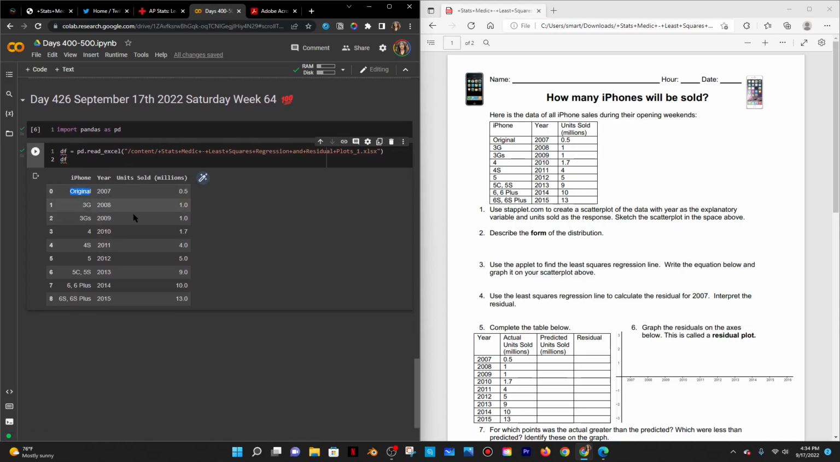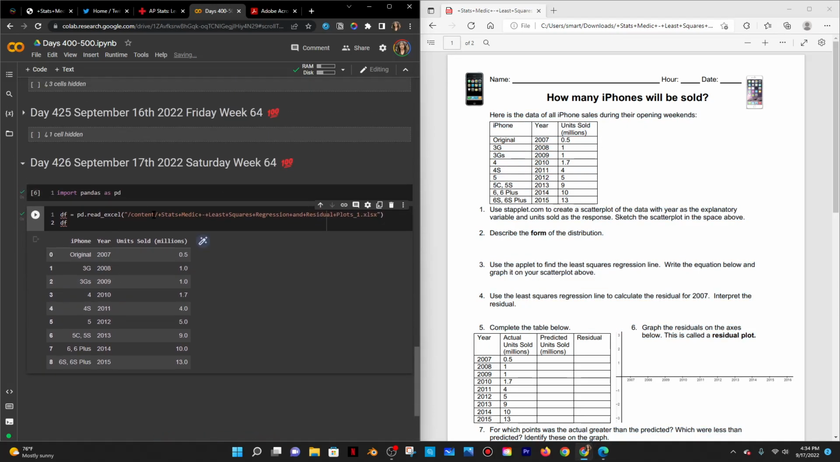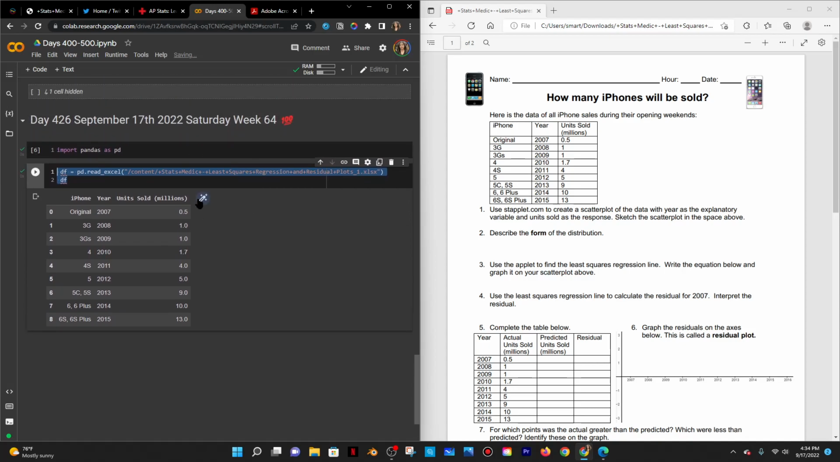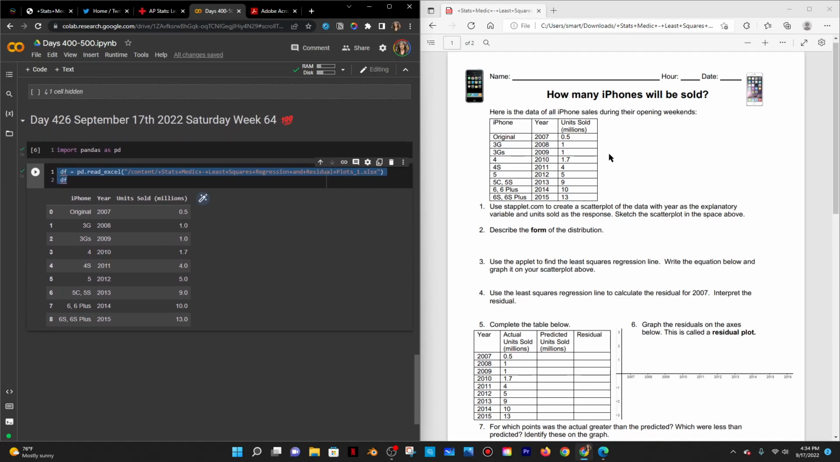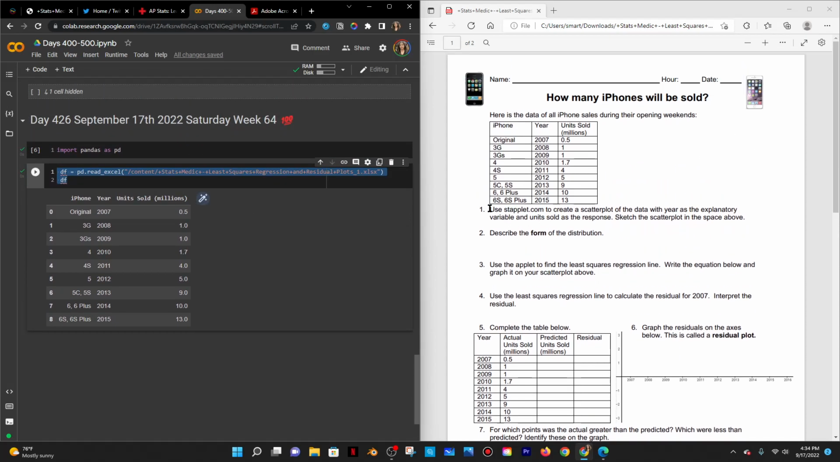Beautiful, right? So we have the iPhone data, the same thing that we have on the screen over here, we have in Python. And so now I can use this data to work with it in Python. So that's the first step. Really, the first step to work with Python, but the first thing they ask us to do here in StatsMedic is to create a scatter plot of the data with year as the explanatory variable, and units sold as the response. So meaning the year is going to be X and the units sold is Y.